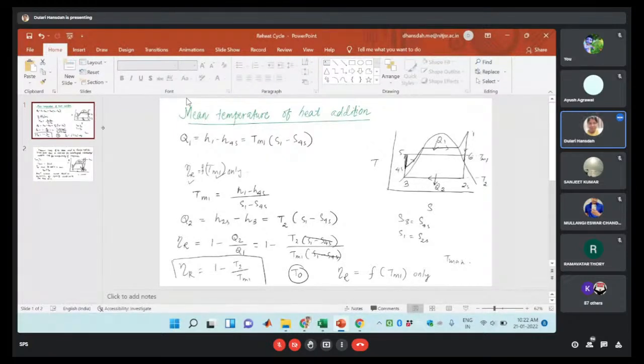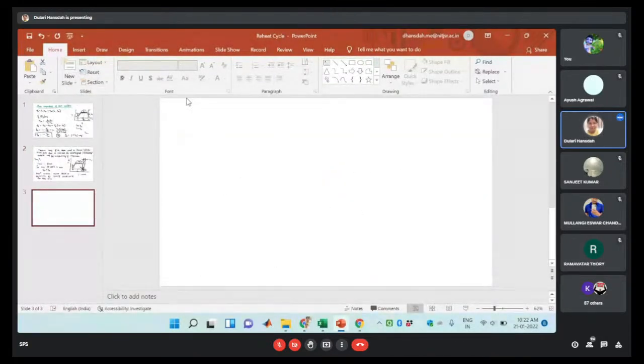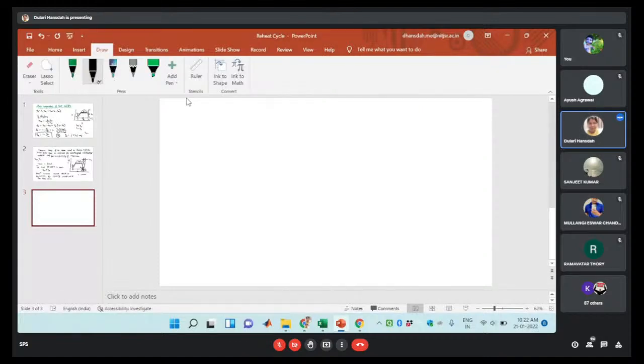Okay. So these are the relations of your mean temperature of heat addition: at one temperature, minimum temperature, or minimum pressure, we can add the heat. Okay, so next, after the minimum temperature discussion, we can discuss what the reheat cycle is. The reheat cycle I have already told you, so you may remember these things. Reheat cycle means we are increasing the work output of the steam power plant.